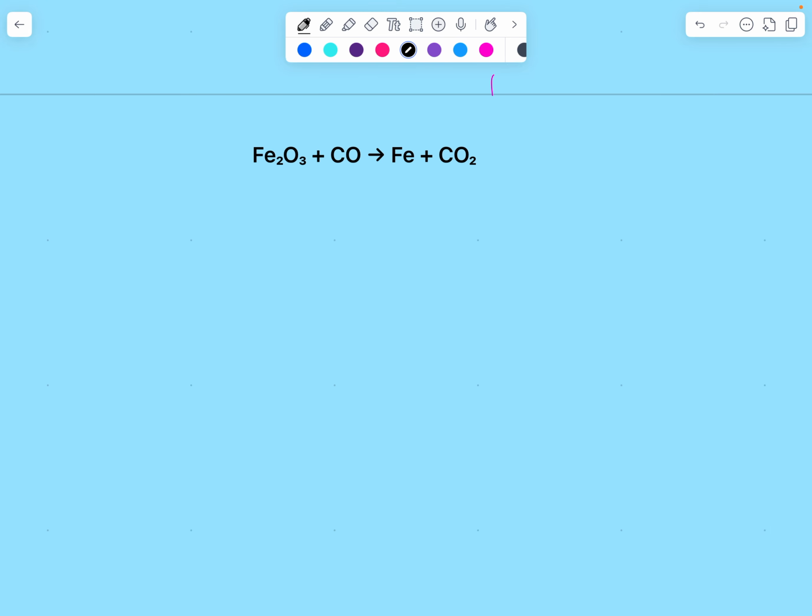Let's try this one. Fe2O3 plus CO is going to form Fe plus CO2. We're going to balance out iron. You got Fe equaling 2 on this side, carbon being 1, and you have 4 oxygens. Here you have 1 iron. You got C equaling 1, you got O equaling 2. So it's kind of a mess.